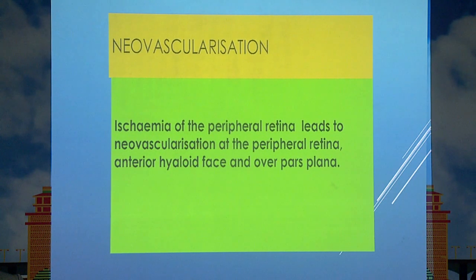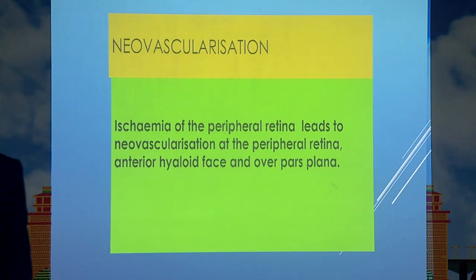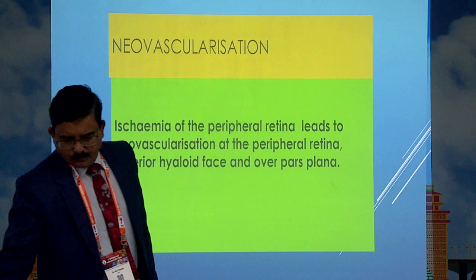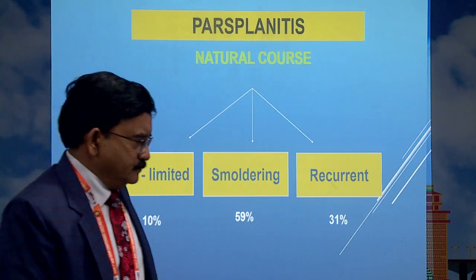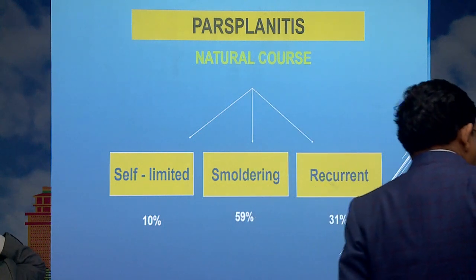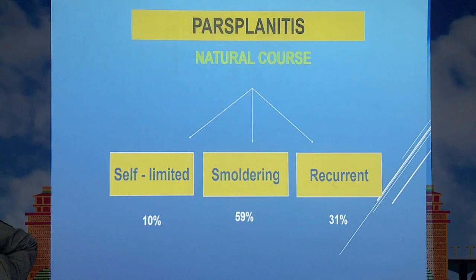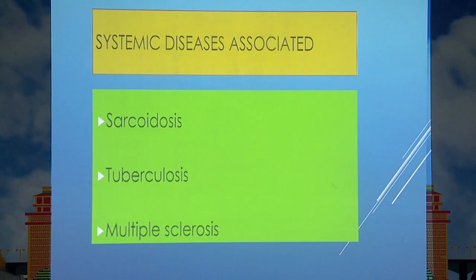Neovascularization happens when there is ischemia of the peripheral retina, leading to neovascularization at the retina, anterior hyaloid face, and pars plana. It is one of the dreaded complications of intermediate uveitis. If I follow the natural course, 10% of these patients are self-limiting, 59% are smoldering, and 31% keep recurring during the course of the disease.